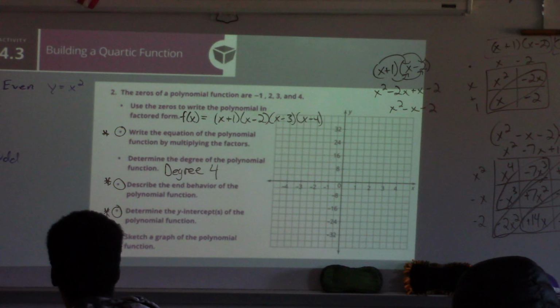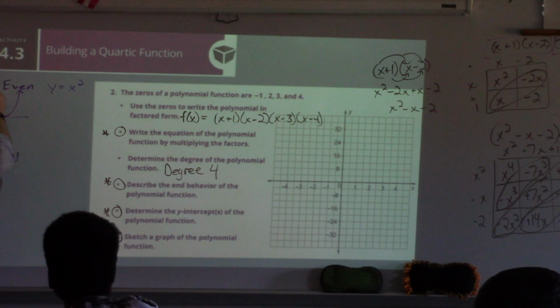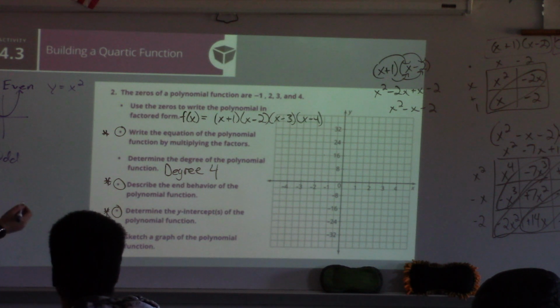Y'all, what's the name of this type of function, or what's the name of this graph? Parabola. We got to know that's a parabola. What does a parabola look like? It just touches the line. It's kind of like a U, and it's concave up. Remember, if it's negative x squared, it's concave down. That's all you got to know for the end behavior.